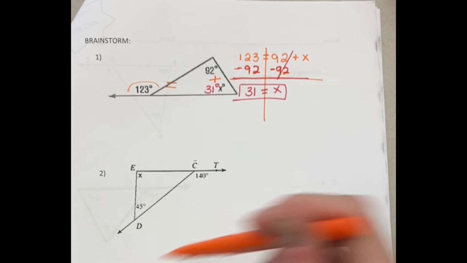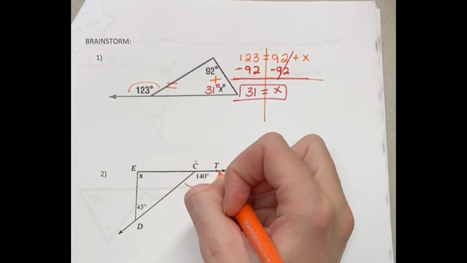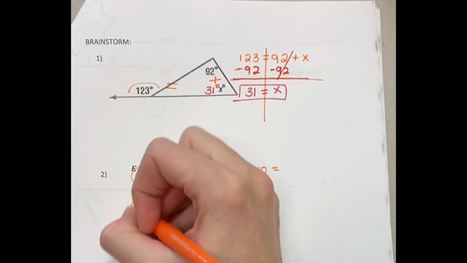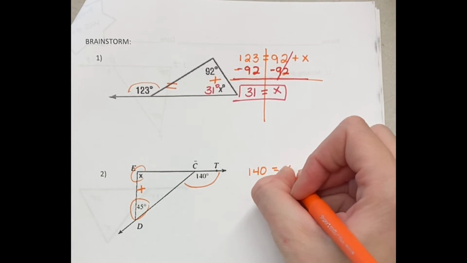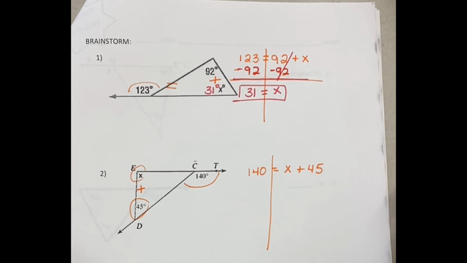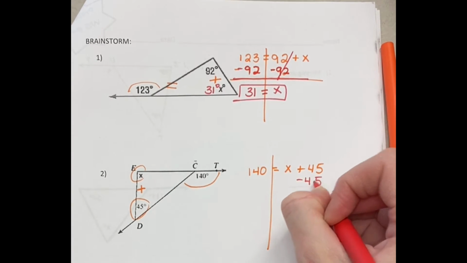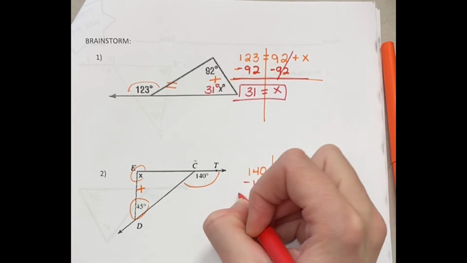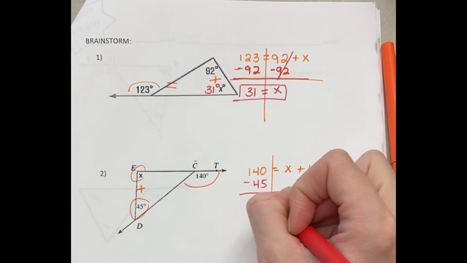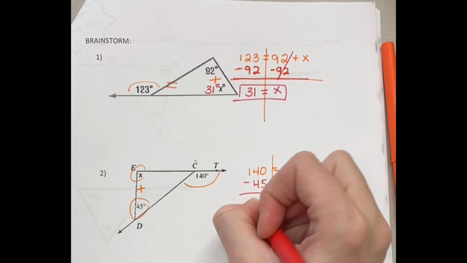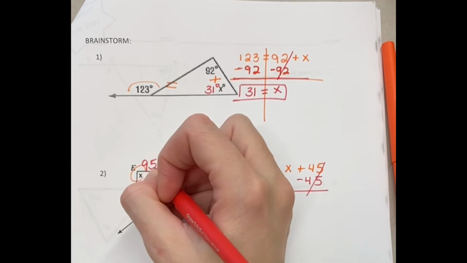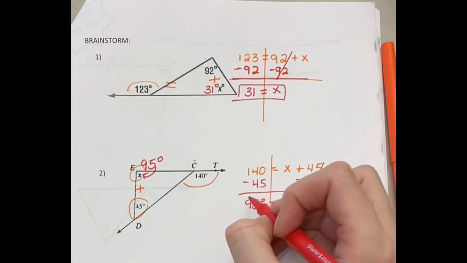So then let's look at number 2. My exterior angle is equal to the sum of the two interior ones. So it's equal to x plus 45. So now I'm going to solve. Subtract 45 on both sides. And I get x equals 95 degrees. So that angle in there is 95 degrees.